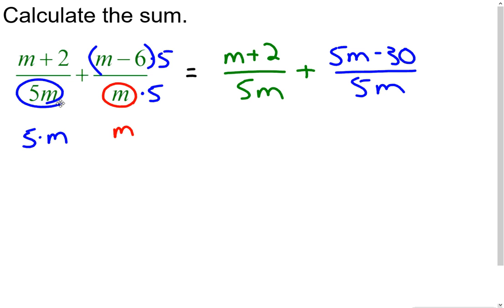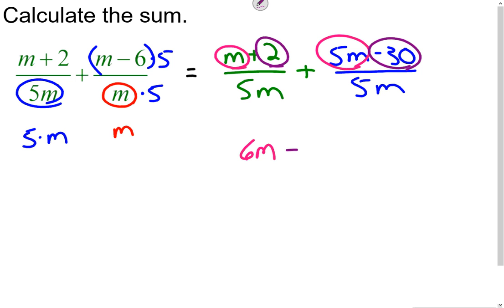Now, since I have a common denominator, I can add my numerators together. And to add my numerators together, I look for like terms. So I see m and 5m here. If I add those two together, I end up with 6m. And then I go to the 2 and the negative 30. If I add those together, 2 plus negative 30 is going to put me at negative 28. So instead of adding a negative 28, I'm just going to subtract 28. And that's still all over 5m. So I look at this and go, that's my answer.